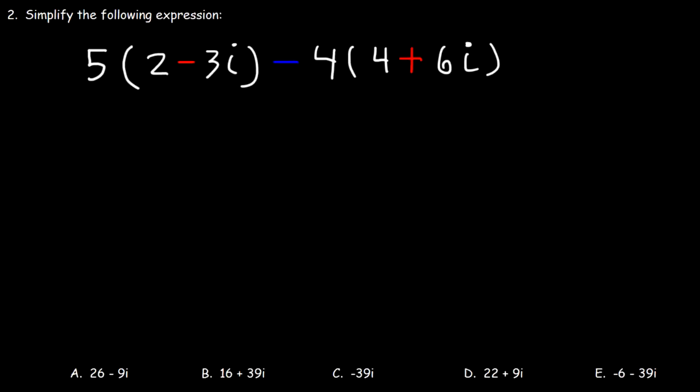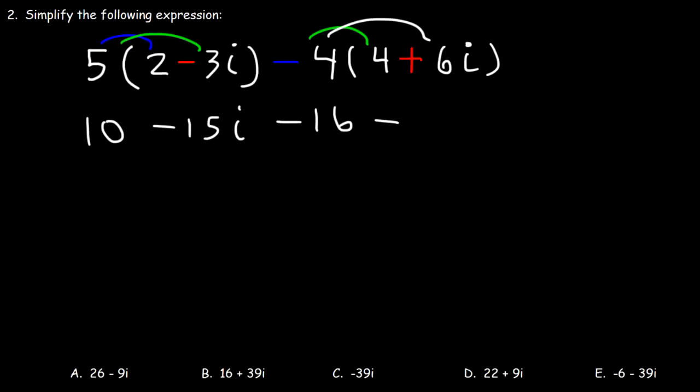Number 2, simplify the following expression. So go ahead and try this problem. So first, let's distribute 5. 5 times 2 is 10. And 5 times negative 3i, that's negative 15i. Now let's distribute negative 4. Negative 4 times 4 is negative 16. And negative 4 times 6i is negative 24i.